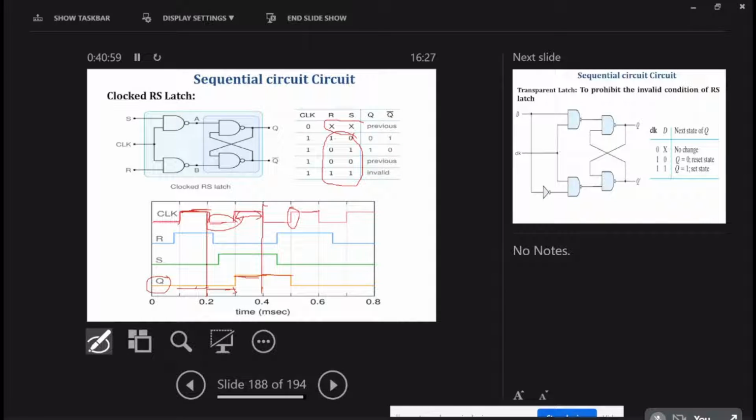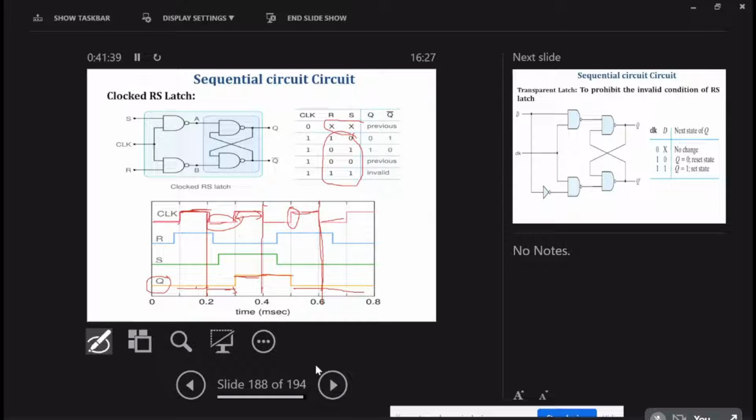Again, it will see during this enabled time what the levels of R and S are. So if you observe here, the levels of R and S are 1 and 0. So it will become 0 till this time. When it is disabled, it will follow the previous value. So this is a simple example of a clocked RS latch. We have seen how the value of the clock affects the state of this simple RS latch.